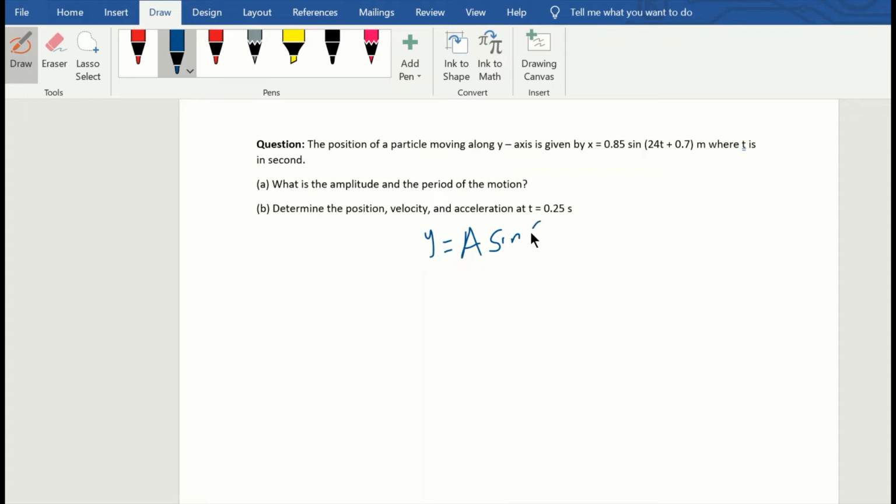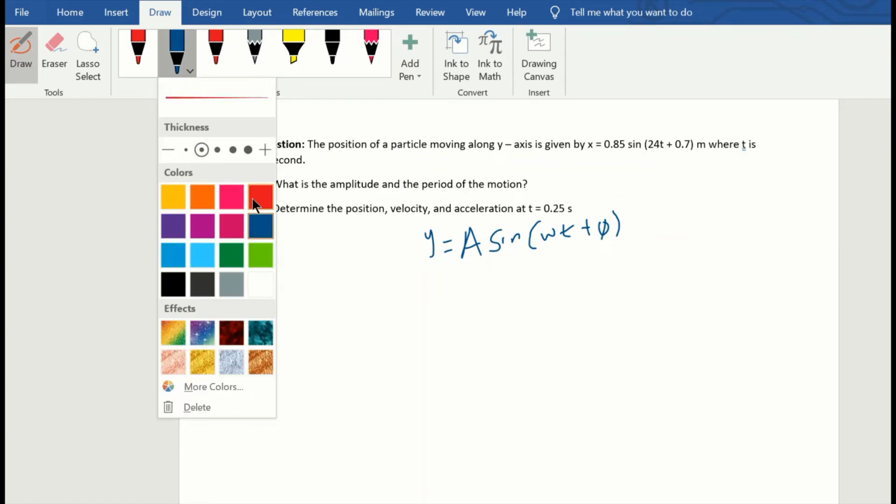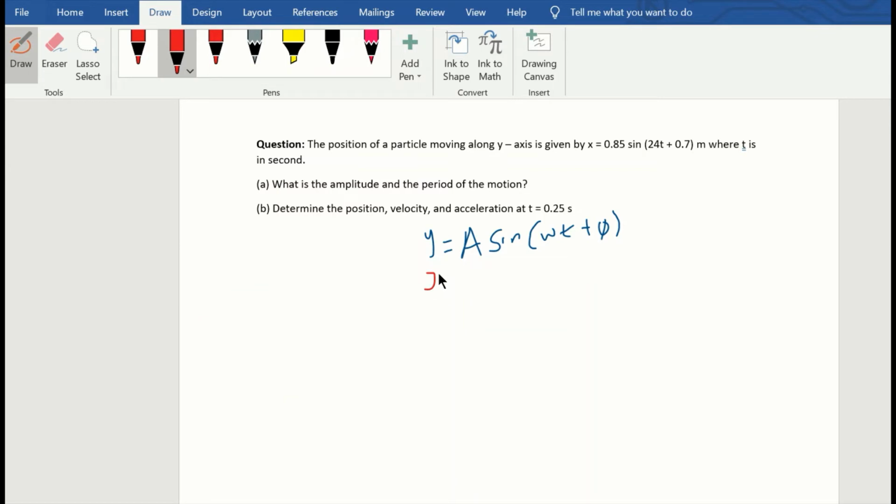Step 1, I have to write out the original equation, which is y equal to amplitude sine omega t plus the phase angle. That's the first thing we do. Now in the question we are given that x is equal to 0.85 sine 24t plus 0.7, in meters.